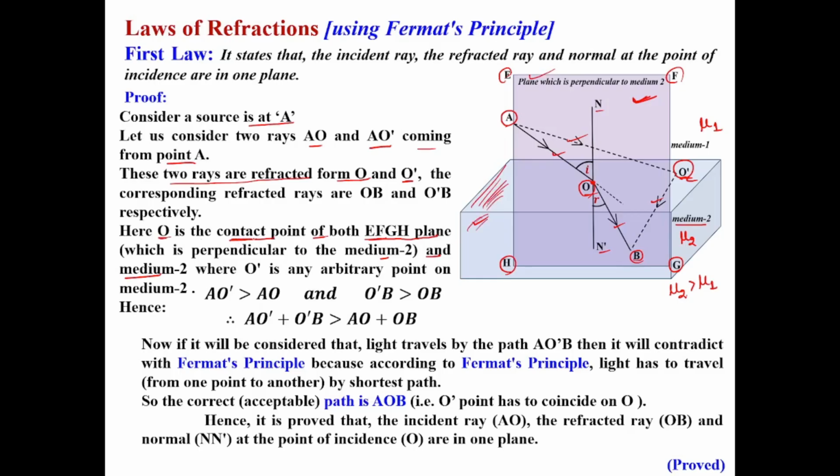O point is the contact point of both. Here I have to write, the contact point for both the EFGH plane and medium 2. Medium 2 means this one. O dash is considered as any arbitrary point on medium 2. That means one can consider O dash here, or here, somewhere on medium 2, but not on this surface, not on this plane.